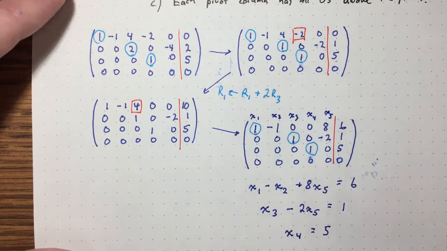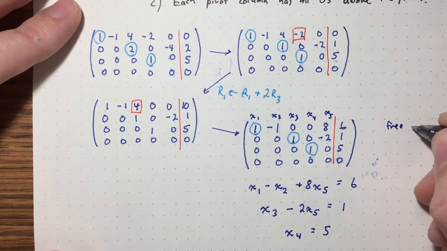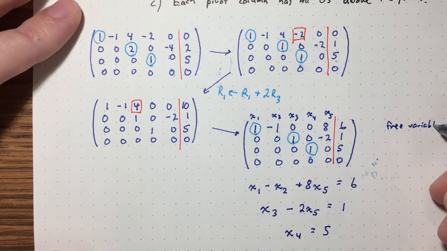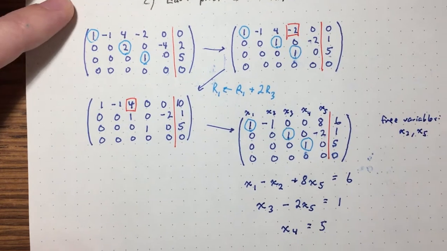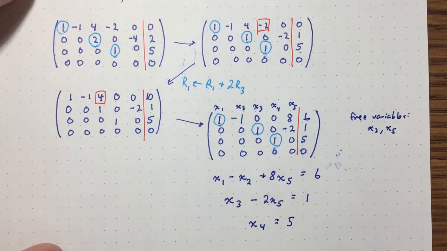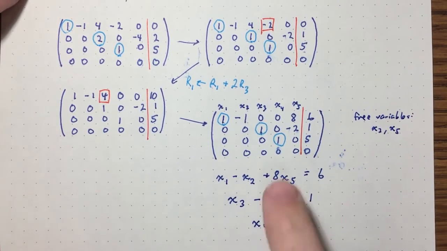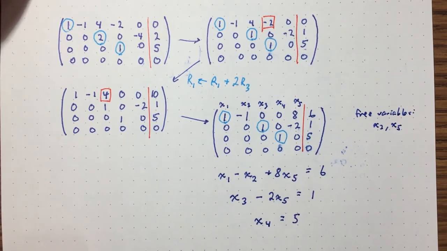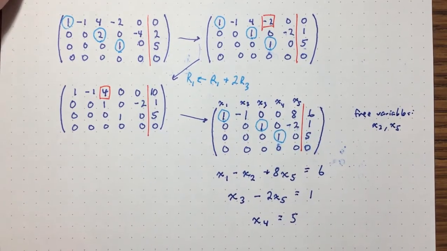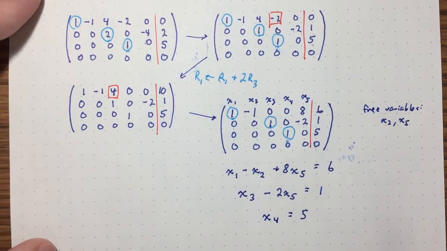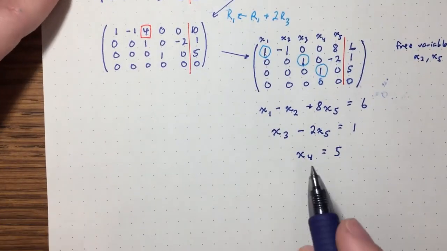My free variables, the ones that have a free choice, are x2 and x5. I can choose any number I want for those. That's what the reduced echelon form is telling me. I can choose any number I want for those, and then I can express the other ones in terms of what I chose. So let's do that really quick.